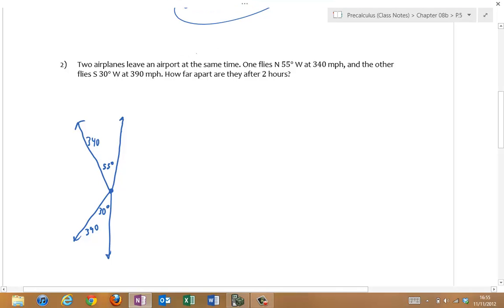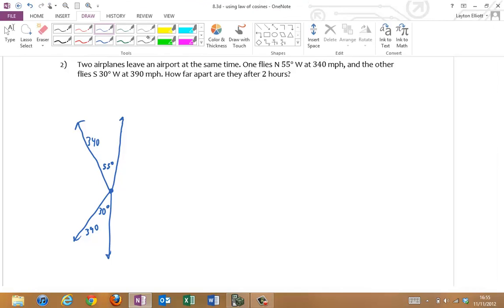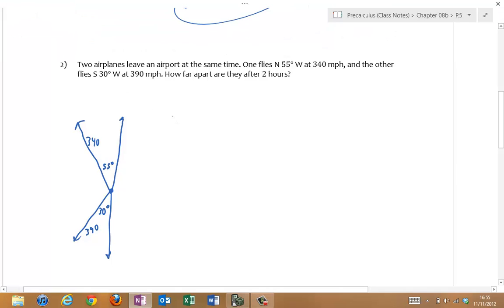Okay, well now I'm going to take this and sort of transcribe a second triangle. Same thing. Now I have the distance here between the two planes represented by a dotted line. I'll call that C, and I'll call this C. This is 340 miles per hour, and it's 2 hours, so that would actually be 680 miles. And then 390 times 2 is 780 miles.